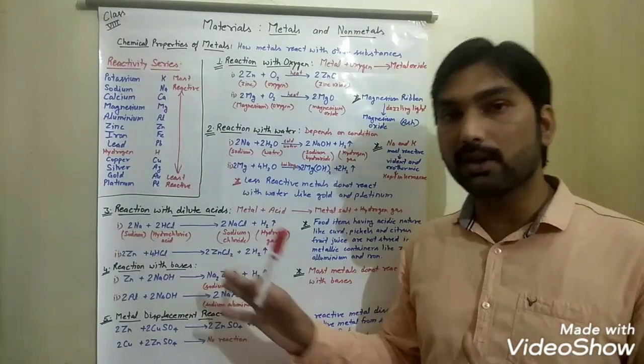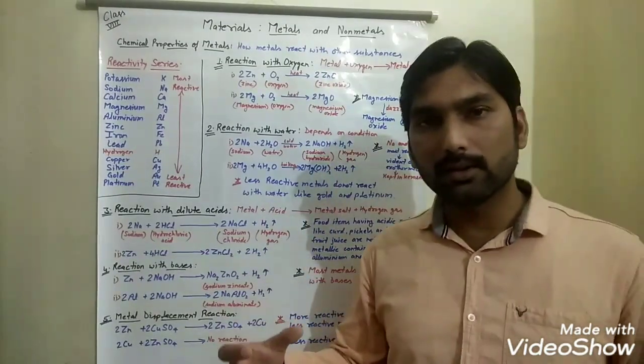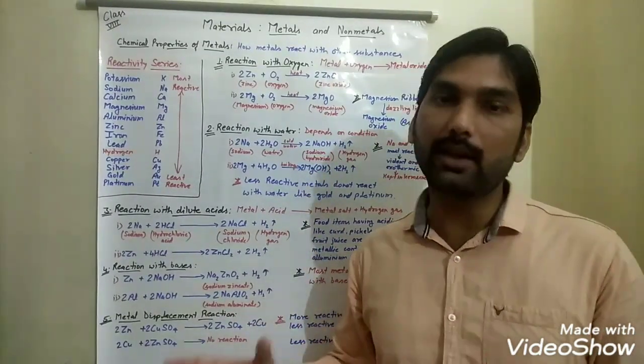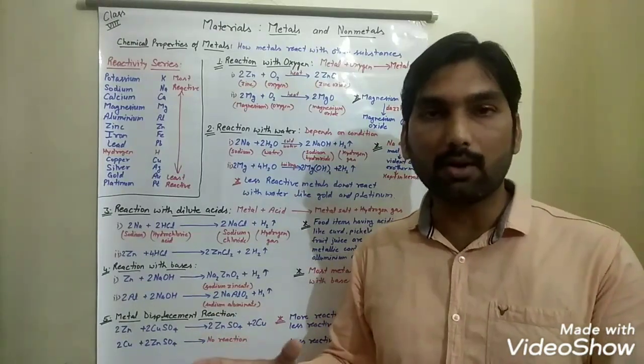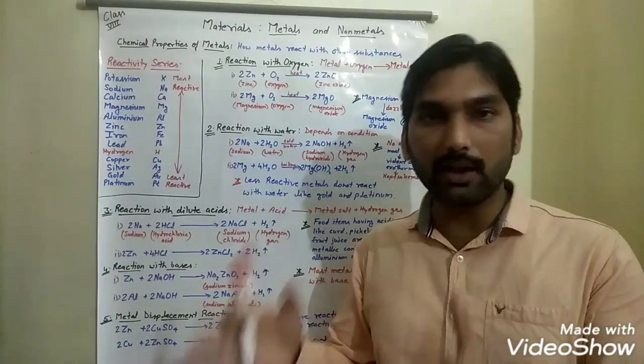But here a question is asked: why are some food materials which are acidic in nature not placed or stored in metallic containers?